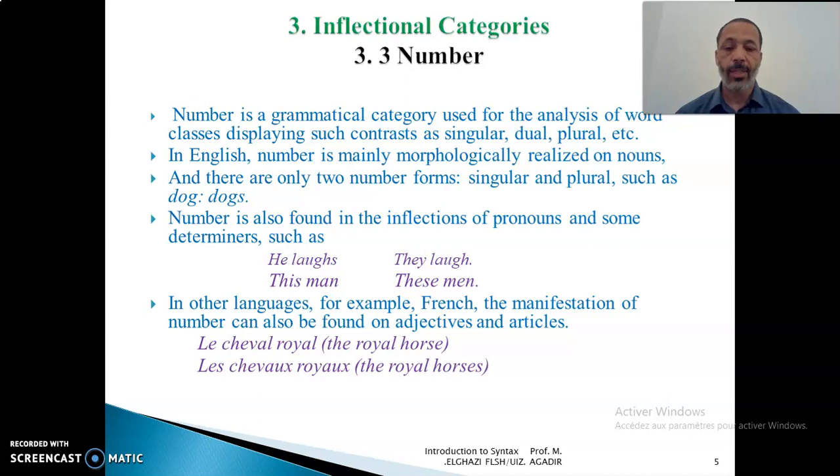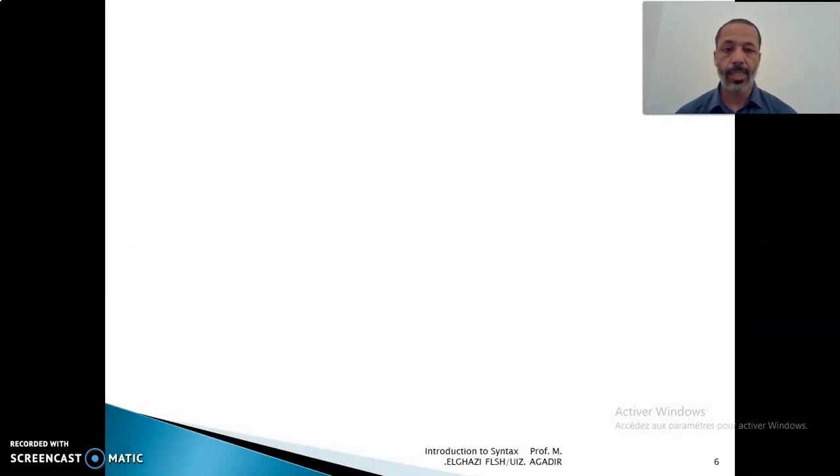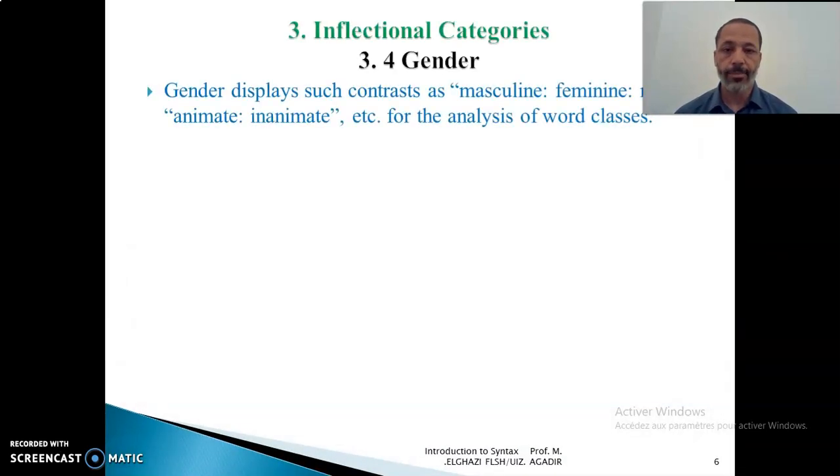In English, you have the royal horses in the plural form, and you have the royal horse in the singular form. The S of the plural appears just on the noun horse, but not on the adjective or the article.